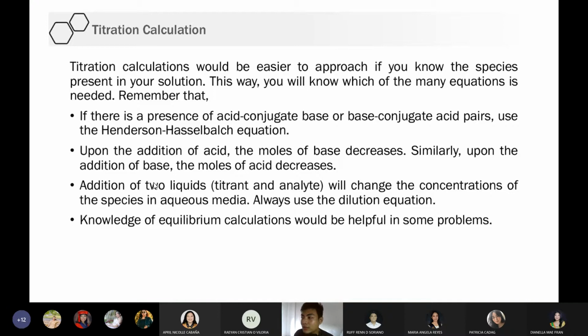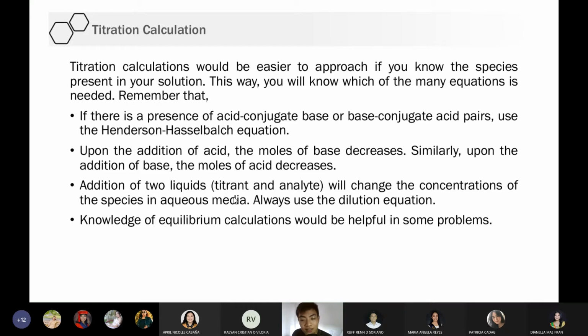Okay, so you have to take note of that. And then also, since dalawang liquids yung pinag-uusapan dito, when you combine liquids, yung kanilang concentrations ay nagbabago because of the dilution, and you have to account for that. Okay? You have to account for the dilution process.